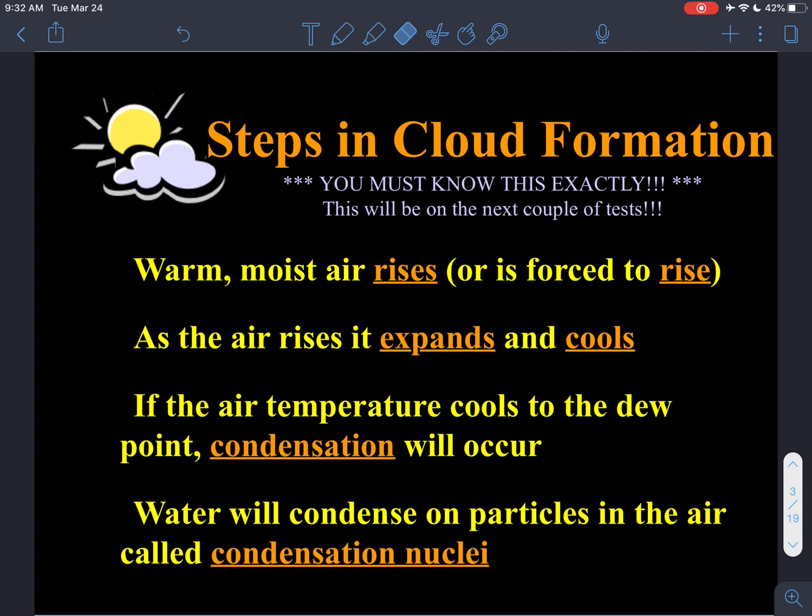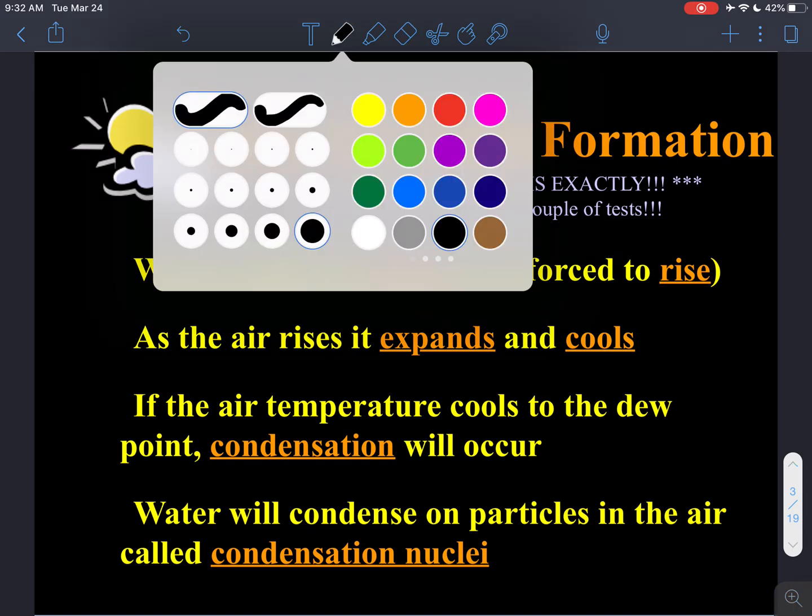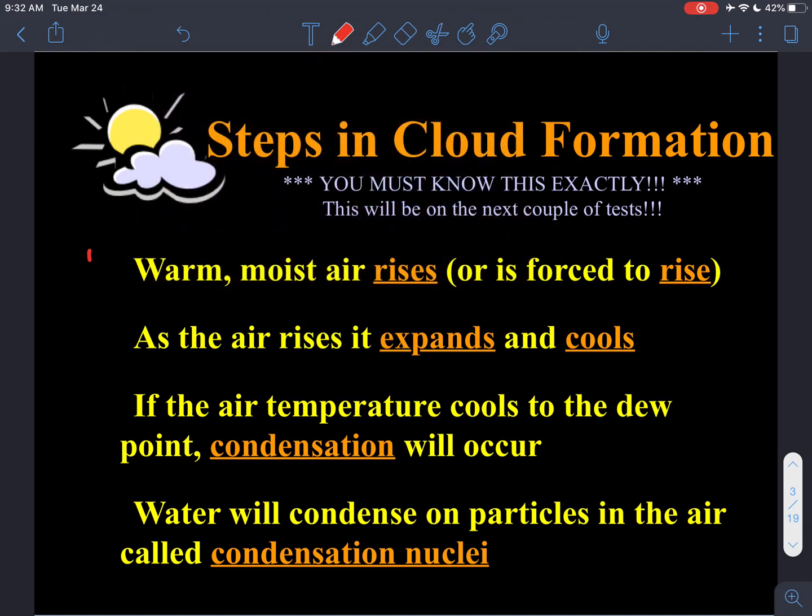Okay, so these are the steps in cloud formation. These are extremely important. They always show up on the Earth Science Regents in one way or another. So let's write these down. All right, step number 1. Warm, moist air rises, or sometimes it's forced to rise. And the reason that warm, moist air rises is because it has a low density.